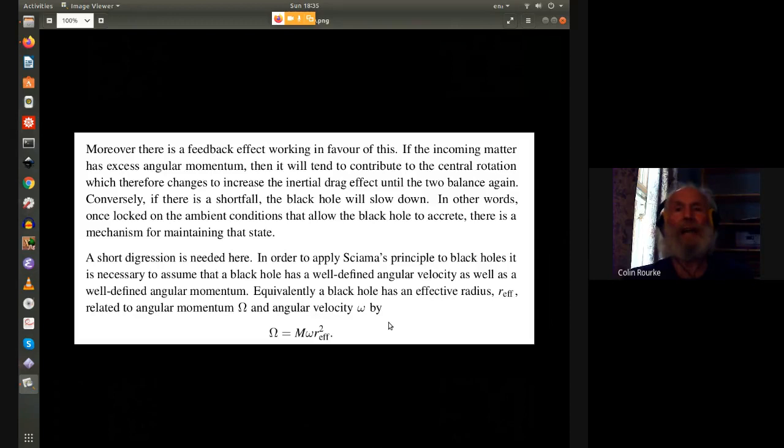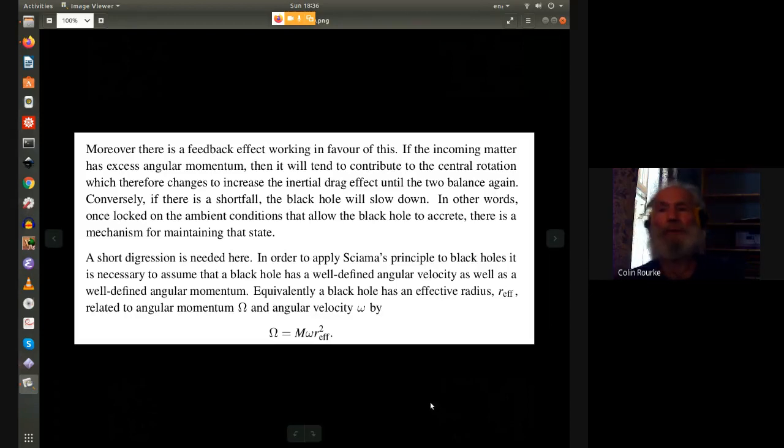If the incoming matter has excess angular momentum, then it will tend to contribute to the central rotation, which therefore changes to increase the inertial drag effect until the two balance again. Conversely, if there's a shortfall, the black hole will slow down. In other words, once locked onto the ambient conditions that allow the black hole to accrete, there's a mechanism for maintaining that state.